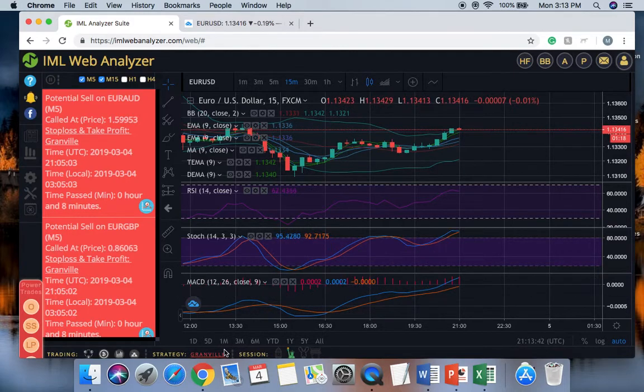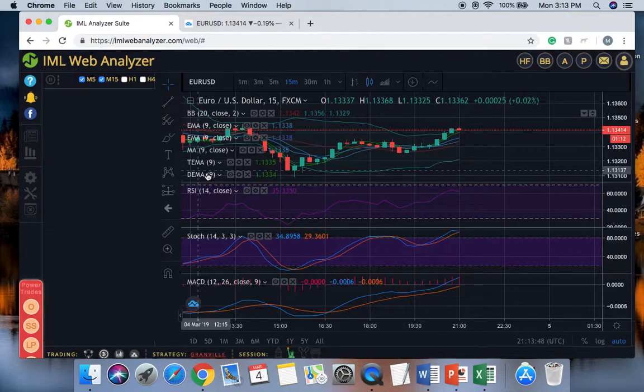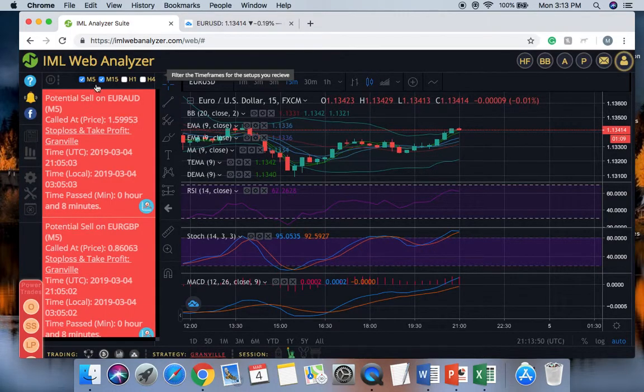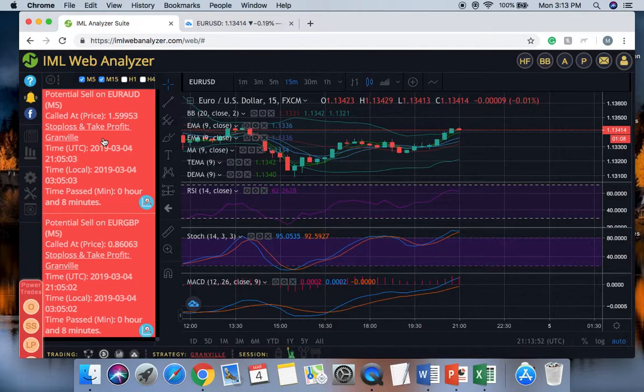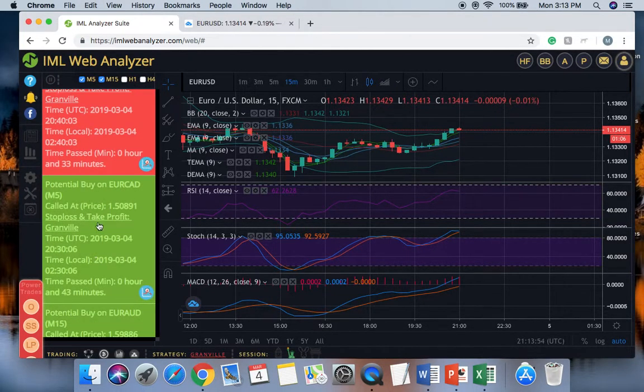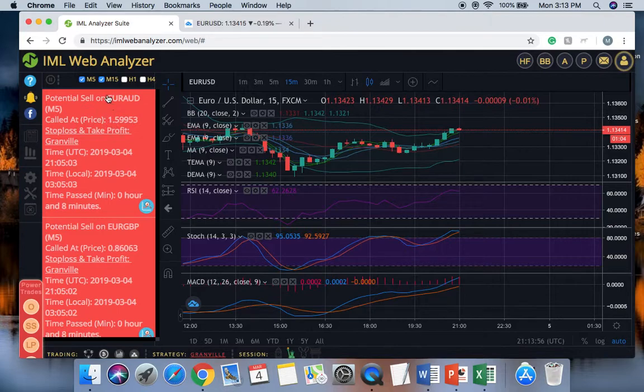I have it set to the Granville strategy right now, and that's a trend trading strategy. And one of the really nice things here is that we have potential sells and potential calls based on the web analyzer's algorithm and what information you plug into the charts. So this is a fantastic tool. It works at a very high accuracy rate.